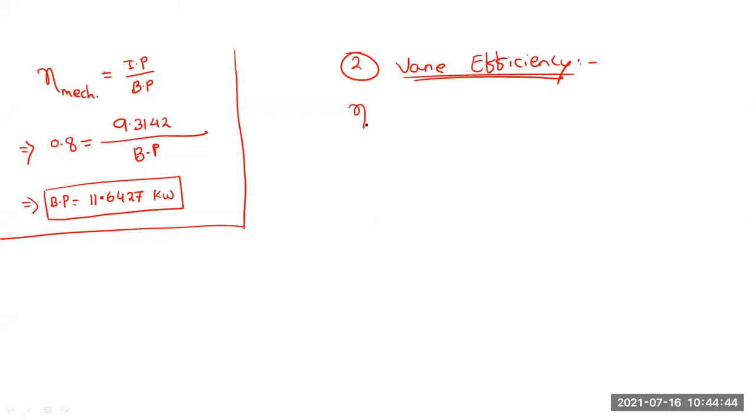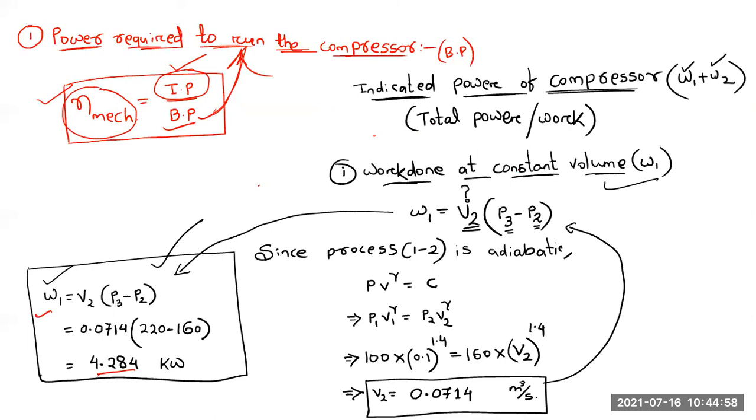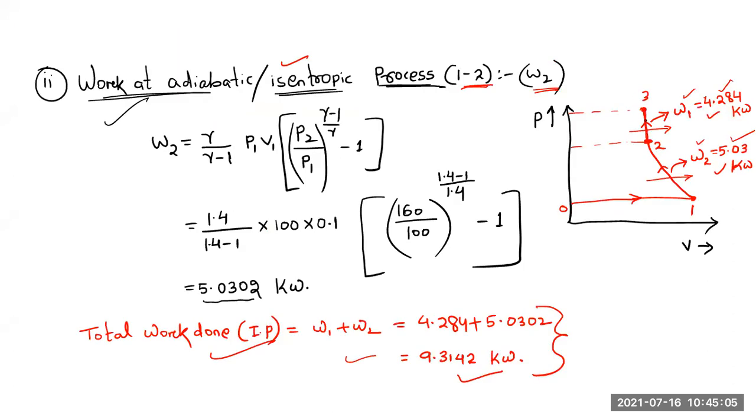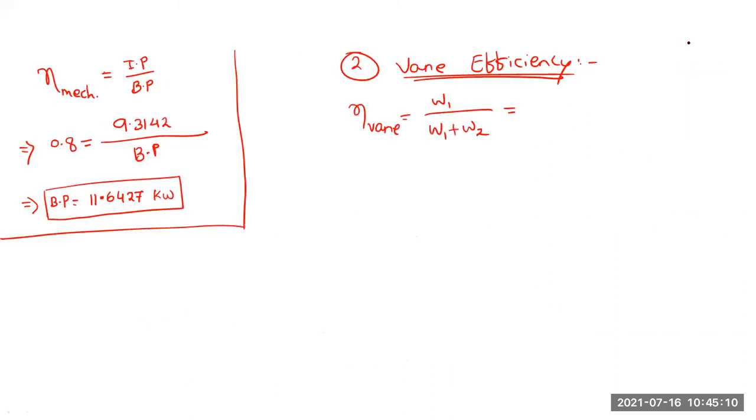So vane efficiency, that is efficiency of vane, equals W1 divided by W1 plus W2. What is W1? That is the constant volume work. At constant volume, what is the work done we have got? 4.284. In this constant volume process 2 to 3, the work done we have got 4.284. So we'll write here 4.284 divided by the total, which is W1 plus W2.